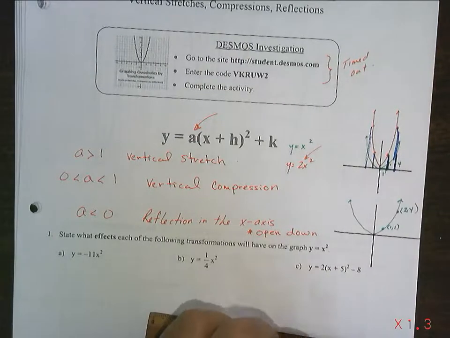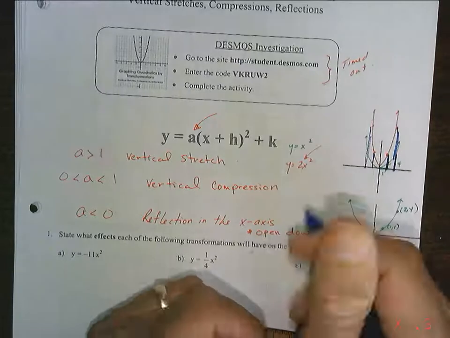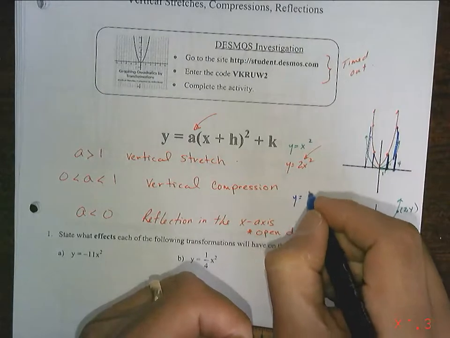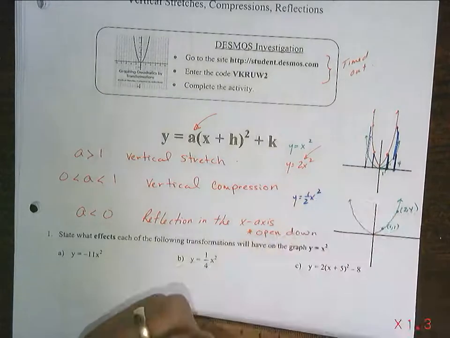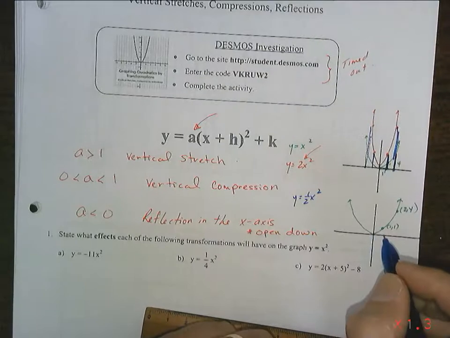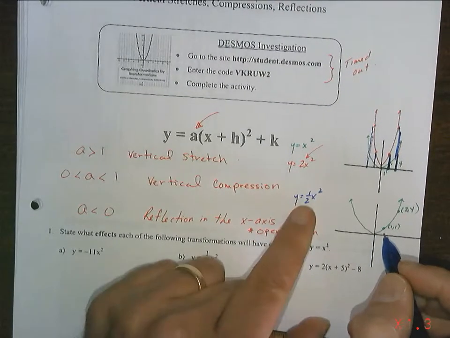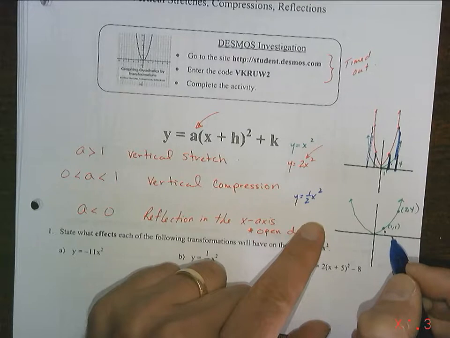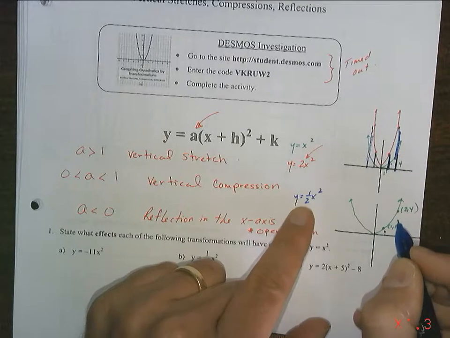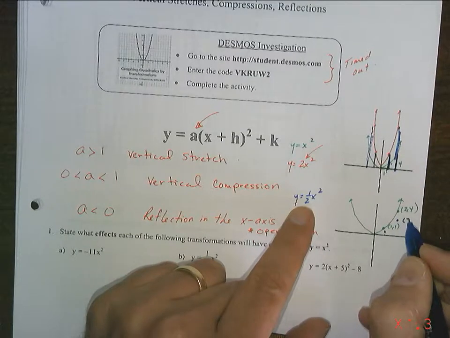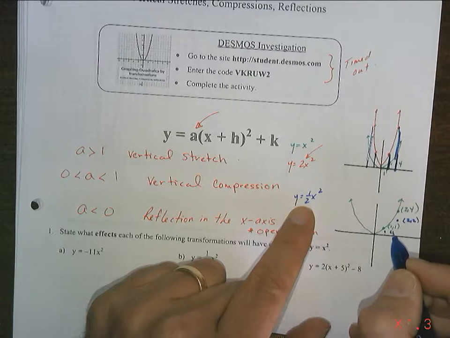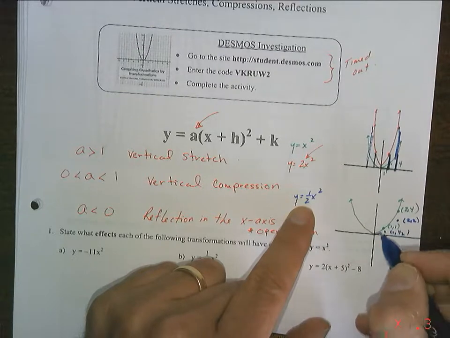If I wanted to graph the new curve, y equals 1/2 x squared, well, that new one would go over 1, up 1 squared times a half, which is only half the distance. Over 2, up 4 times a half, only half the distance. So it would be 2, 2, and 1, 1/2, and look what we get here.